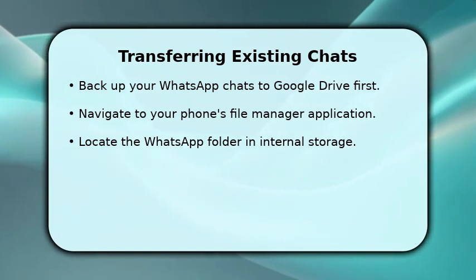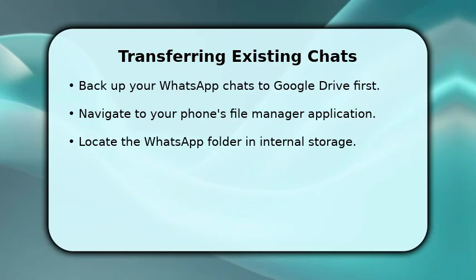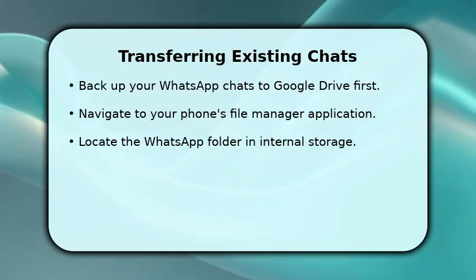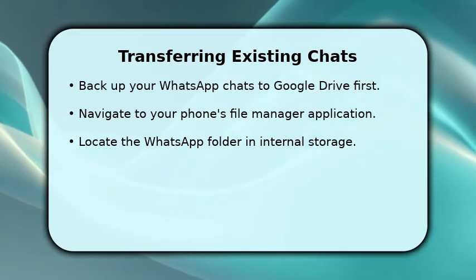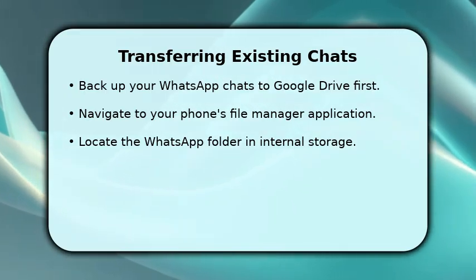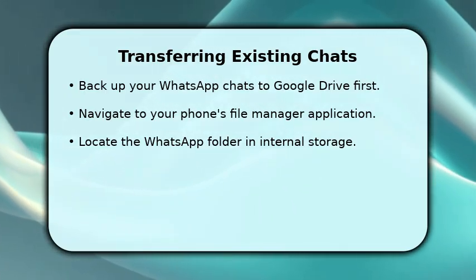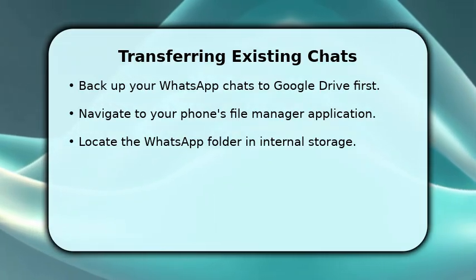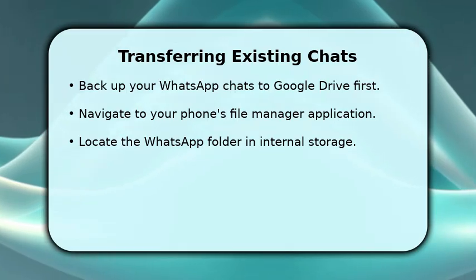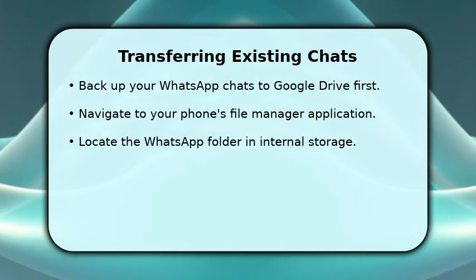To begin, you'll want to move your existing WhatsApp data. First, ensure you have a recent chat backup to Google Drive for safety. Then, open your phone's file manager and find the WhatsApp folder, usually located in your internal storage. Select this entire folder and choose the option to copy or move it to your SD card. This process can take a few minutes, depending on the amount of data you have, so be patient.